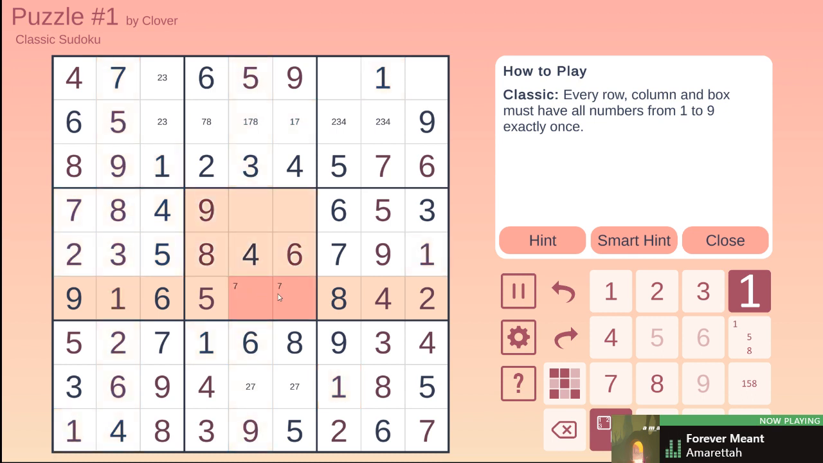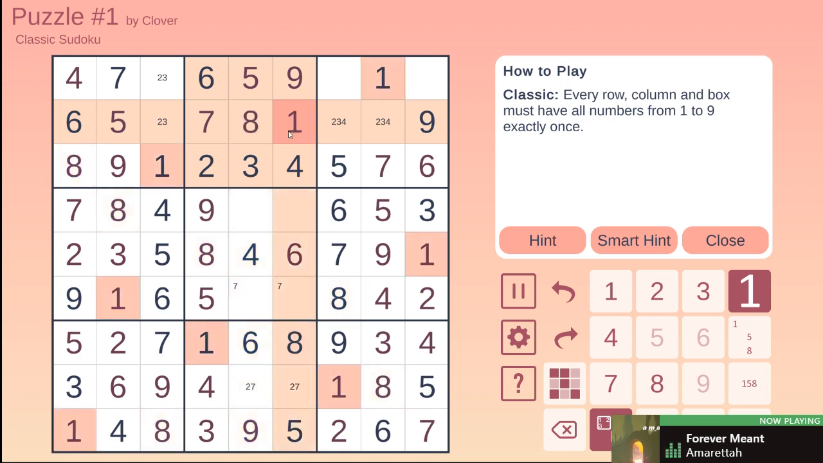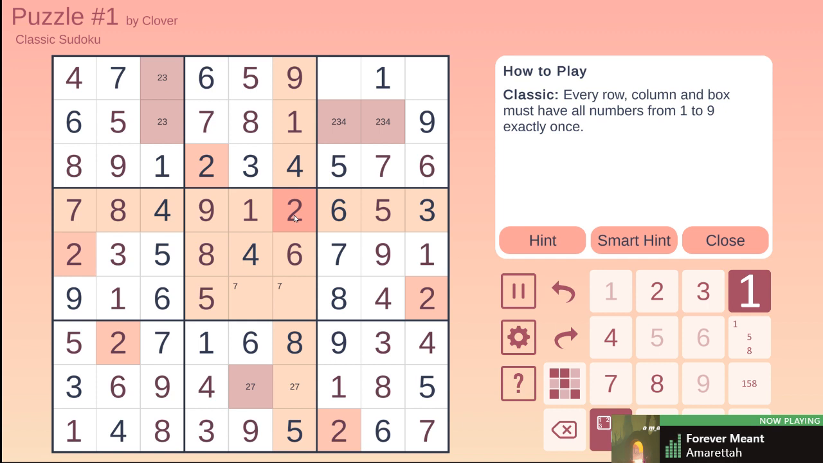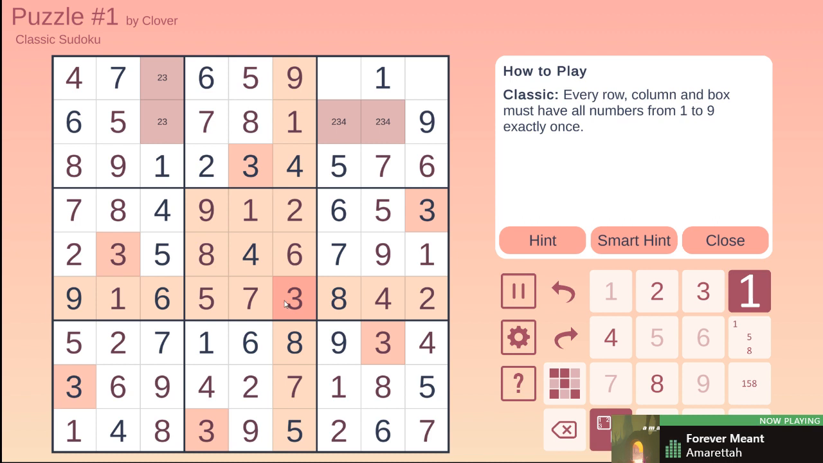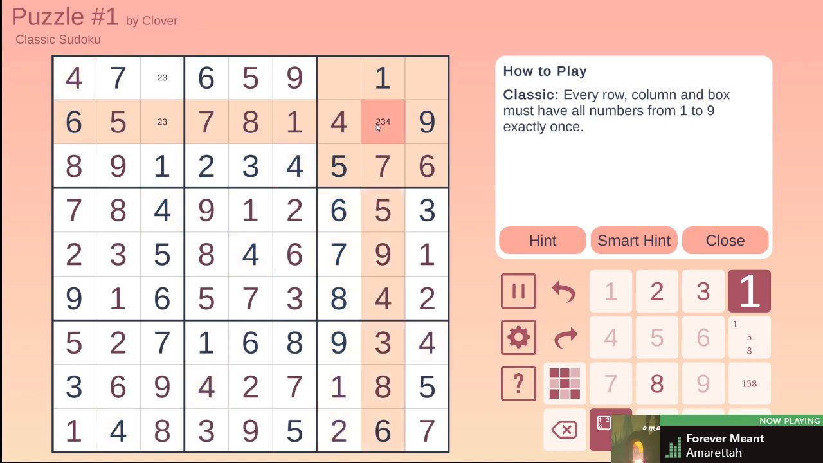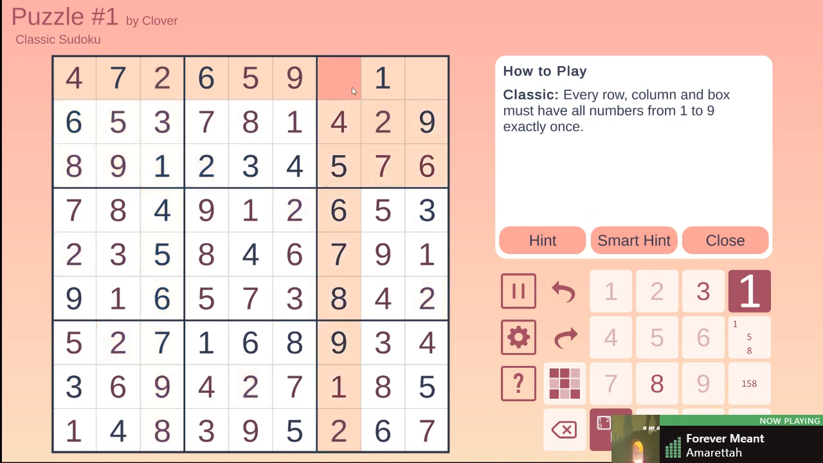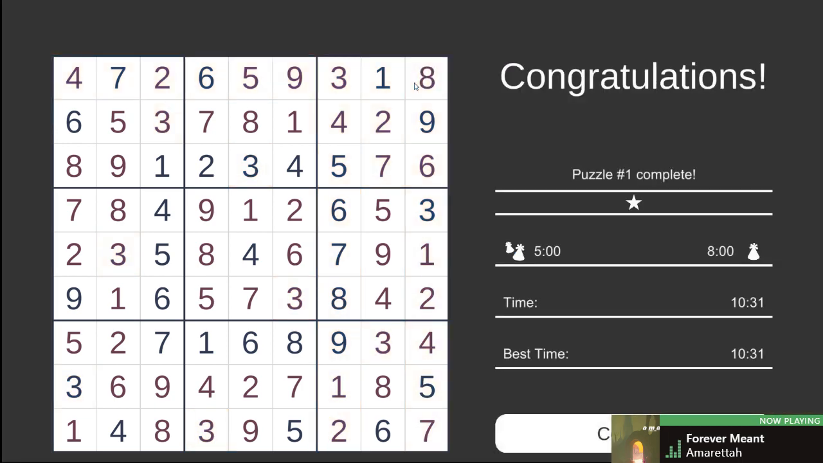Okay, 7 is here, 7's here, which means 7 has to be here. Which means this is an 8 and this is a 1. Good. Which means this is a 1, which means this is a 2. Which means this is a 2, which means this is a 7, which means this is a 3, which means this is 4. This is a 2. This is a 3, this is a 2, this is a 3 and an 8. Yeah, good job.